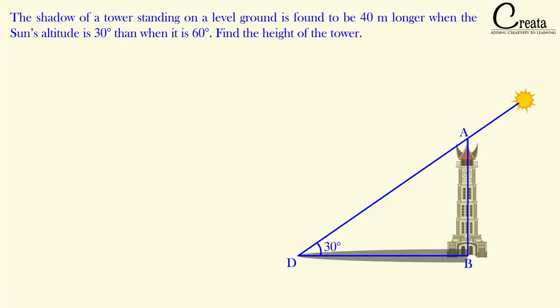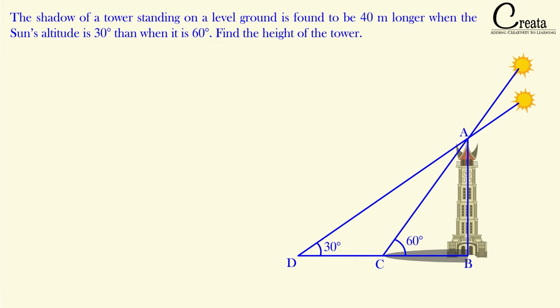Got it? In the second case, the sun has gone to an altitude of 60 degree angle. Now the sun location has been changed, so the location of the shadow has also been changed. Now the shadow at 60 degree has shrunk. Let's mark the shadow as BC. Initially the shadow was BD. Now the shadow has shrunk to BC.